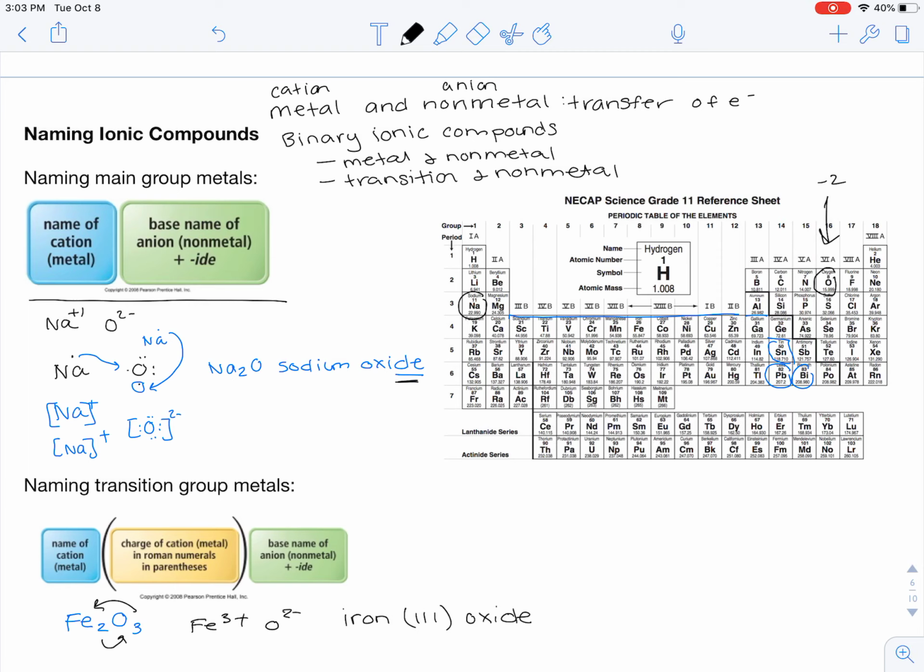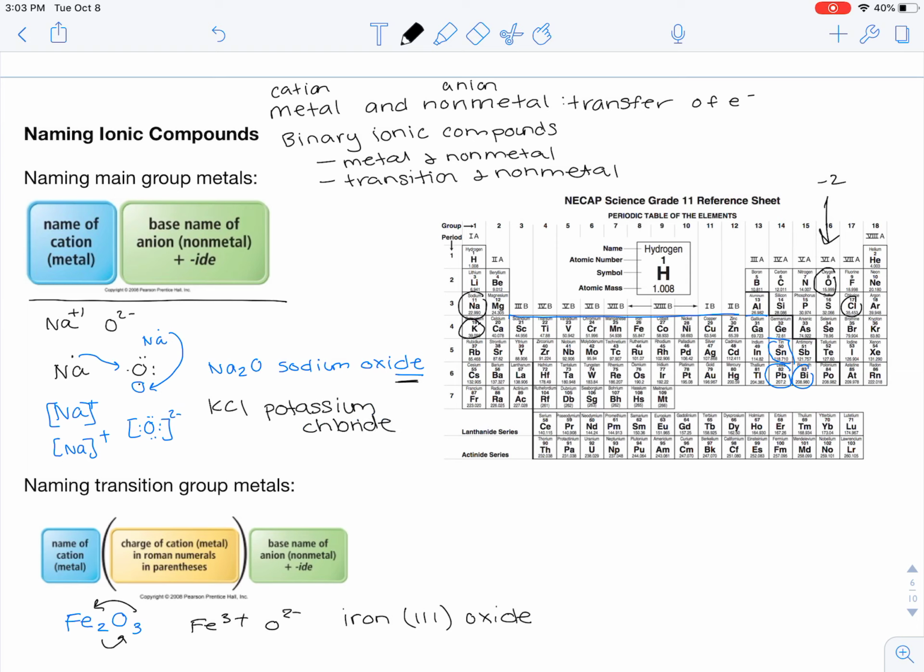Now, if you have a main group metal, you just write the name of the metal. You do not have to worry about indicating the charge because it's a main group metal. We can figure it out by looking at the periodic table. For example, KCl. We have potassium and chlorine, main group metals. So I would say potassium chloride.